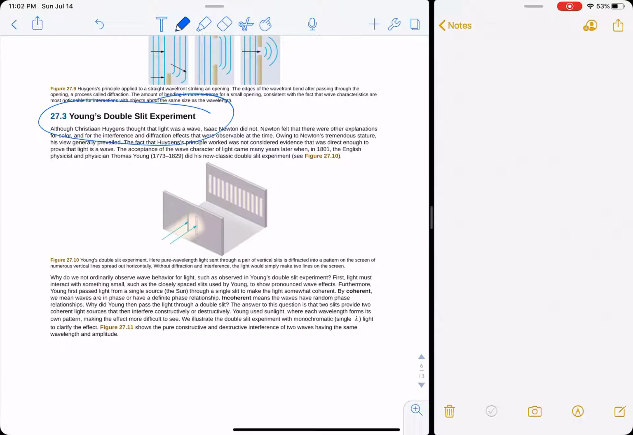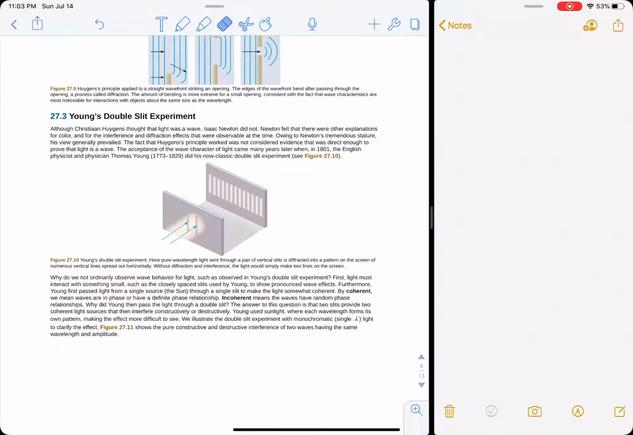So, Young's double-slit experiment. This was the final nail in the coffin that said light is a wave, because Isaac Newton believed in what was called the corpuscular theory, that light was a particle, like a little ball of light, and it flew around and hit stuff. Huygens thought it was more of a wave, and Young did this experiment where he shined light onto two little slits, and what he saw was an interference pattern.